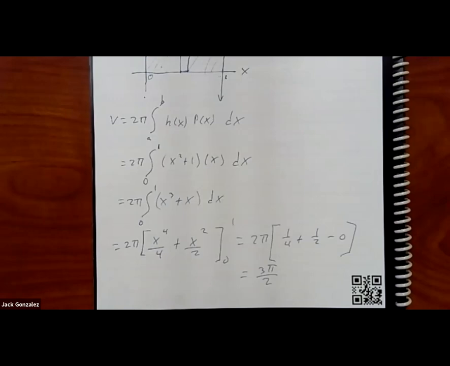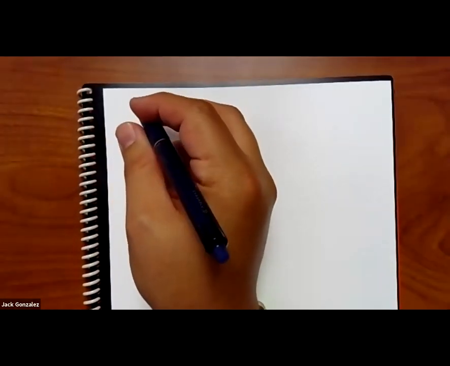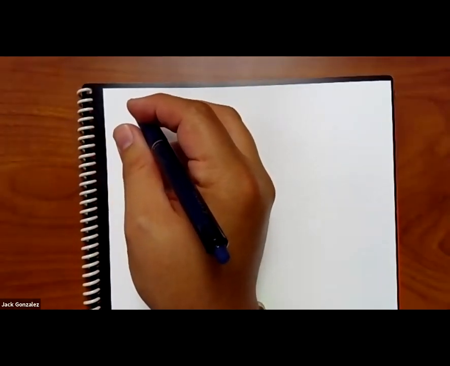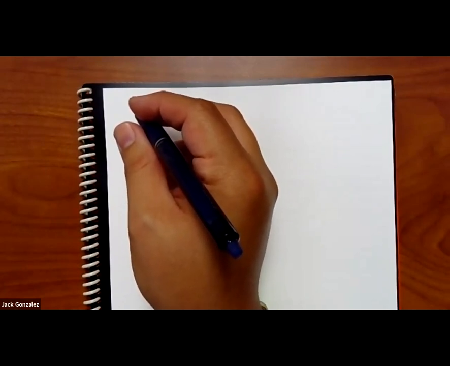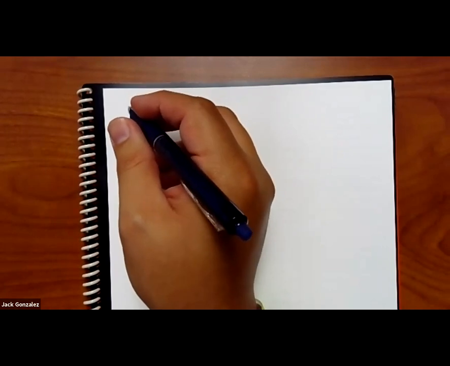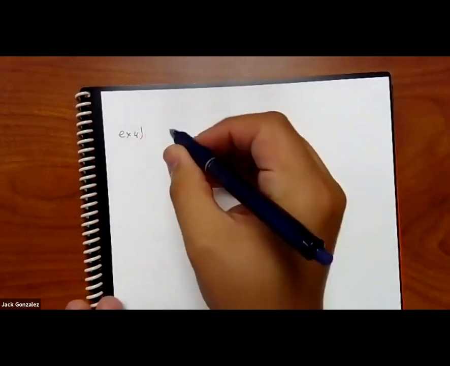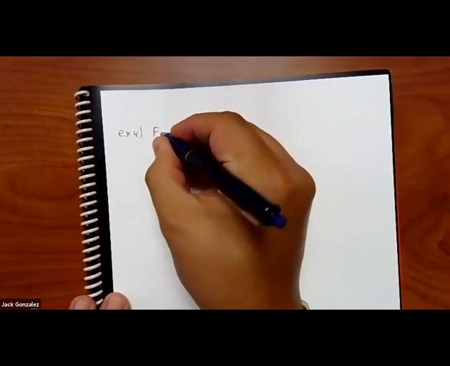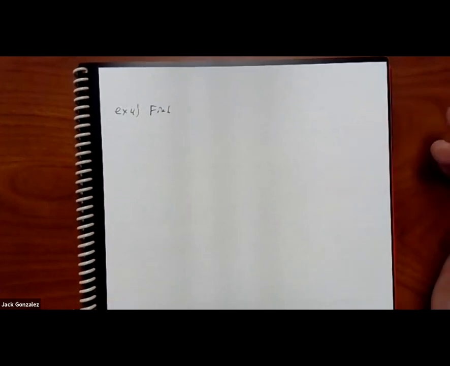All right, let's go to the next question. This time, let's do the same problem doing disk and shell. See the difference. So on your exam, you have a question like this. Well, I'm just going to tell you, find the volume. You decide what you want to do.